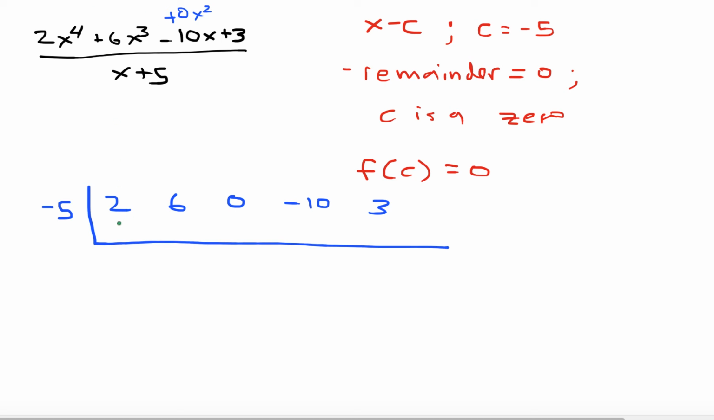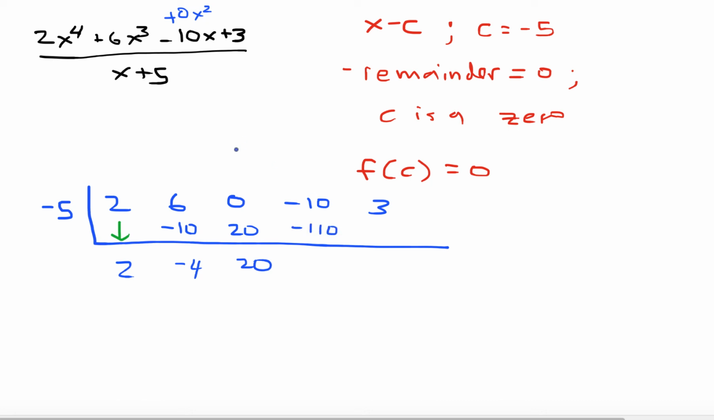Now in the synthetic division, we always bring down the first number, so in this case we get 2. And now we multiply and add. You want to remember that phrase, multiply and add. Well, what do we multiply? We multiply 2 times -5, and then we add these together. So 6 plus -10 is -4, and then we just repeat this. -4 times -5 is +20. We'll add these together.